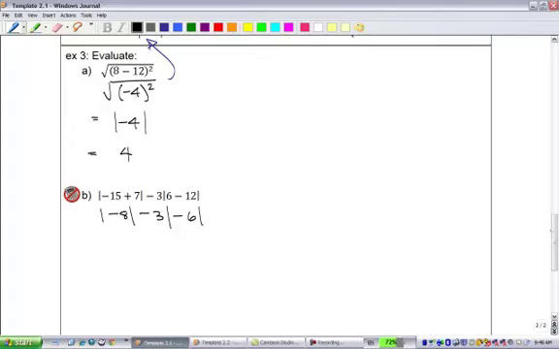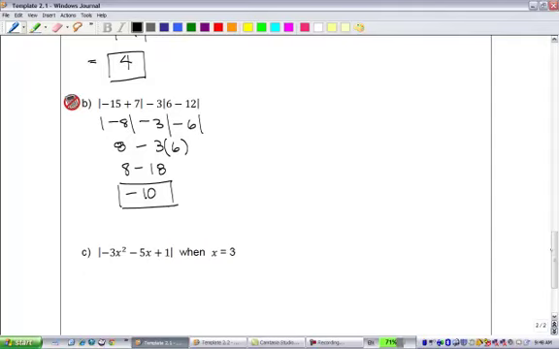Absolute value of negative 8 is positive 8. Minus 3, absolute value of negative 6 is 6. That's 8 minus 3 times 6, which is 18. And we get an answer of negative 10. Now don't be terribly concerned that we're ending up with a negative answer. When you take the absolute value of a number, for sure it ends up being positive, but because in this question we had some subtraction after the absolute values, we could end up with a negative number.